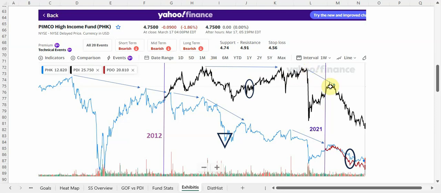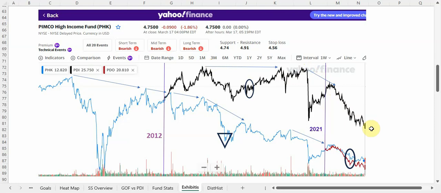And as you can see, just like PHK, because of its extreme high debt to equity and massive earnings deficit, it has not been able to recuperate to its previous high. And just like PHK, it is now in continual free fall.